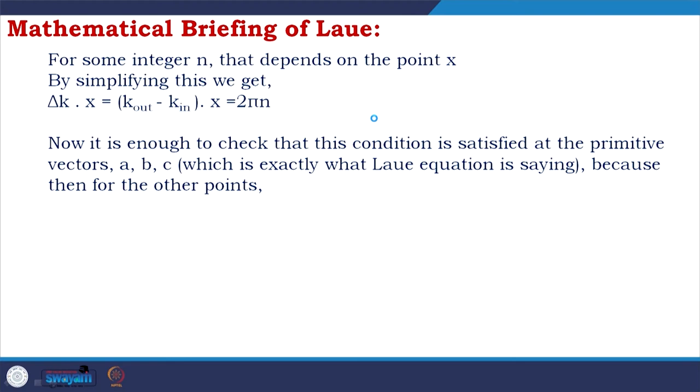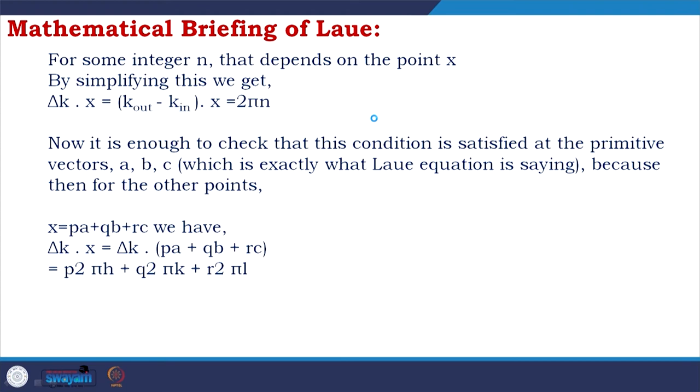Now, this relation is enough to check that the condition is satisfied at the primitive vectors A, B, C, which is exactly what the Laue equation is saying, because then for the other points, if you see x equals P A plus Q B plus R C, we have delta k dot x equals delta k dot (P A plus Q B plus R C), because x is replaced, equal to P 2 pi H plus Q 2 pi K plus R 2 pi L. That means 2 pi (H P plus K Q plus L R), which means now we know 2 pi n.